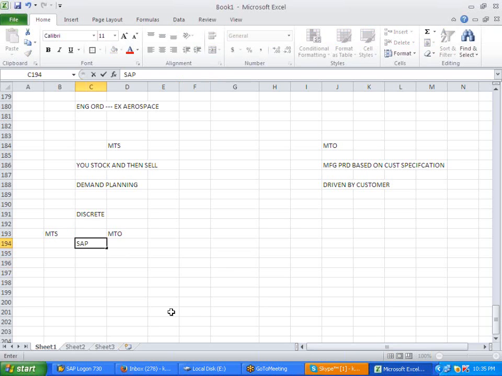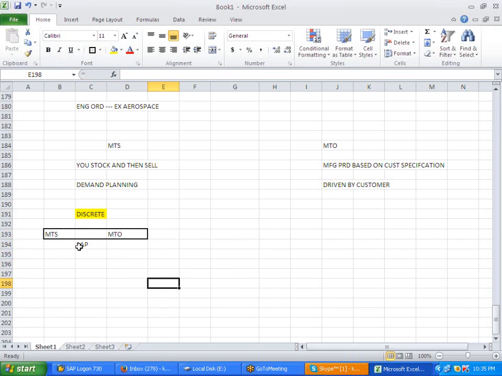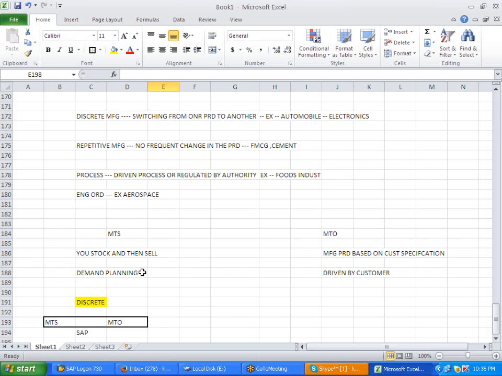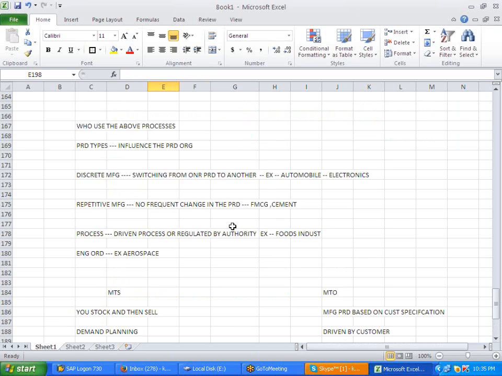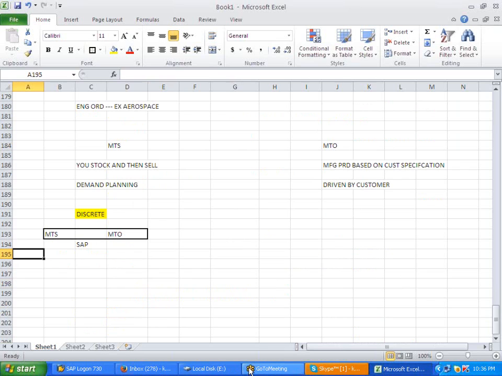Now let us put this in SAP. This is discrete. In SAP, which process can I use? Can I use product cost by order, product cost by period, product cost by sales order? What can I use here? In case of MTS, I can use product cost by order, and I can also use product cost by period, right?